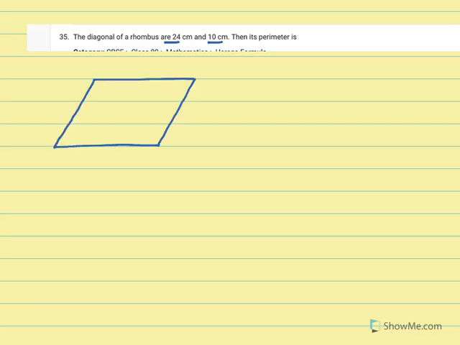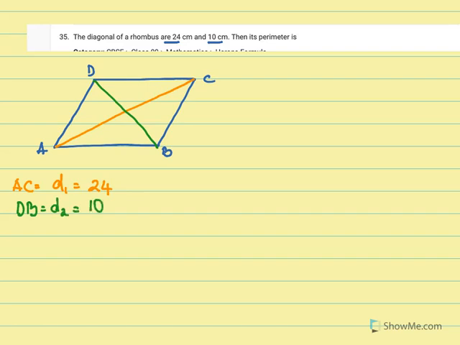The diagonals of a rhombus are 24 and 10. Find its perimeter. So here, if this diagonal is 24, say D1, we'll name that rhombus as ABCD. Now one diagonal, that is AC, equals D1, which we'll say is 24, and the other diagonal, DB, is D2, and that is 10 centimeter.